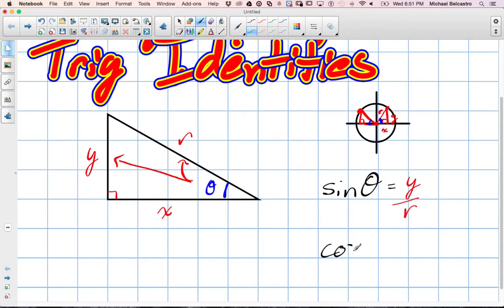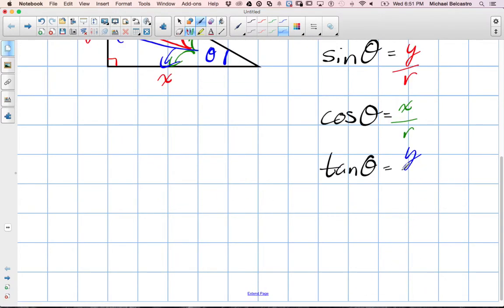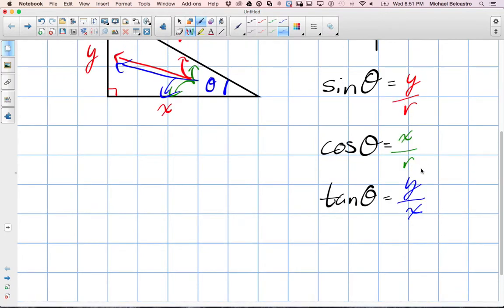With that being said, cos theta is adjacent over hypotenuse, which gives us x over r. And then finally, tangent theta is opposite over adjacent, which is y over x. You okay with that? Okay.